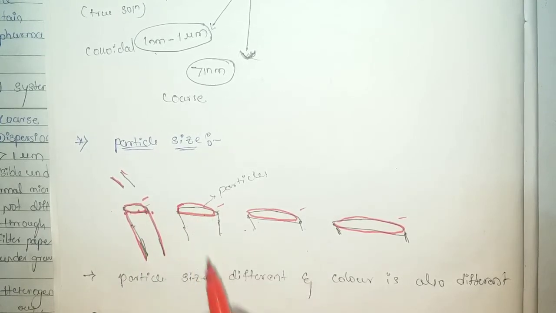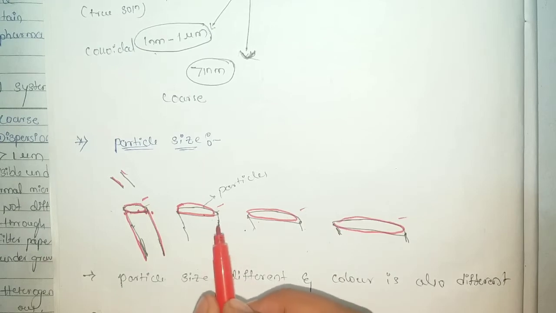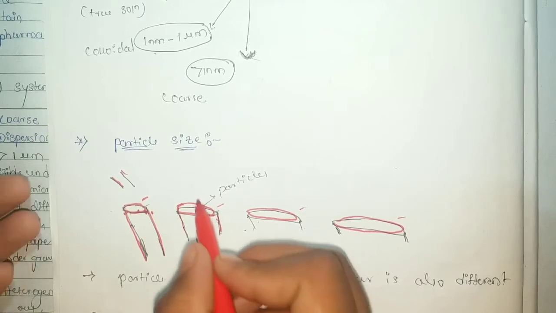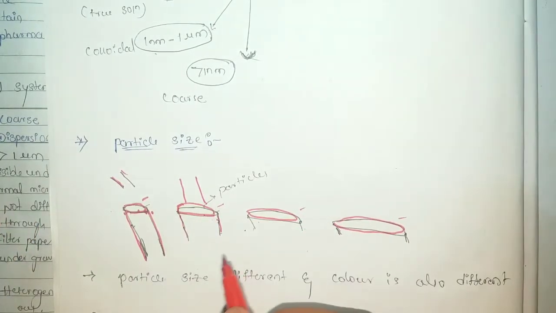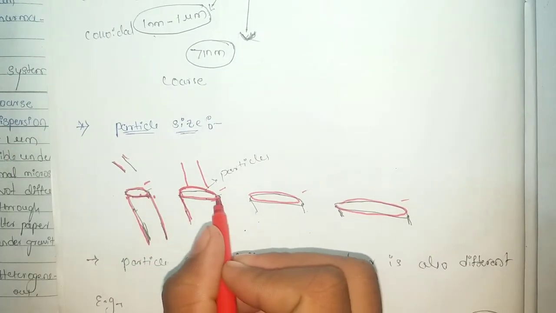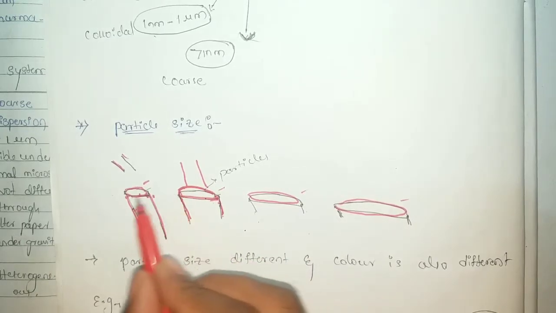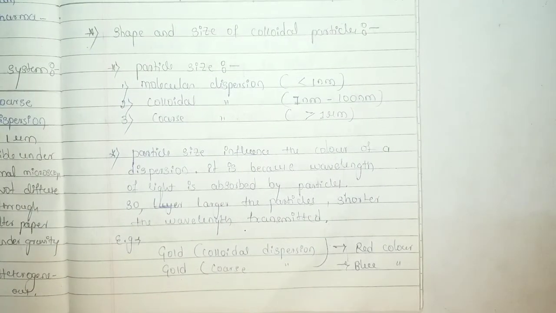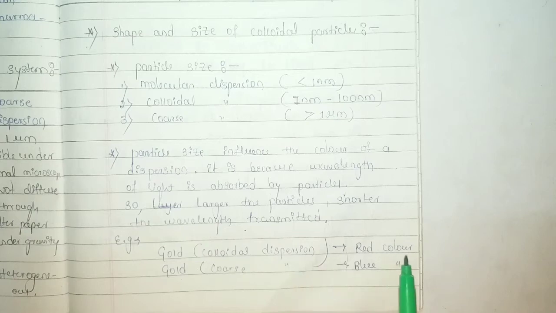When compared to the second one, the particle size is bigger, so the wavelength should be shorter, because when we enter the light, it is distributed over all these particles. Here the particle size is bigger when compared to the first one, so the wavelength is shorter. An example of this: gold colloidal dispersion is red in color, whereas gold coarse dispersion is blue in color.